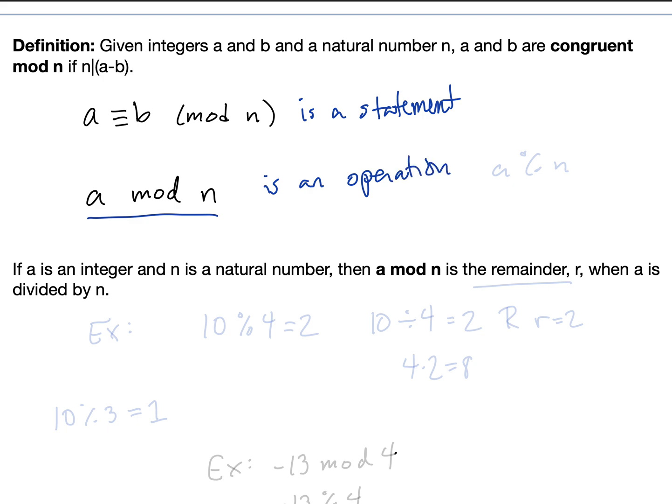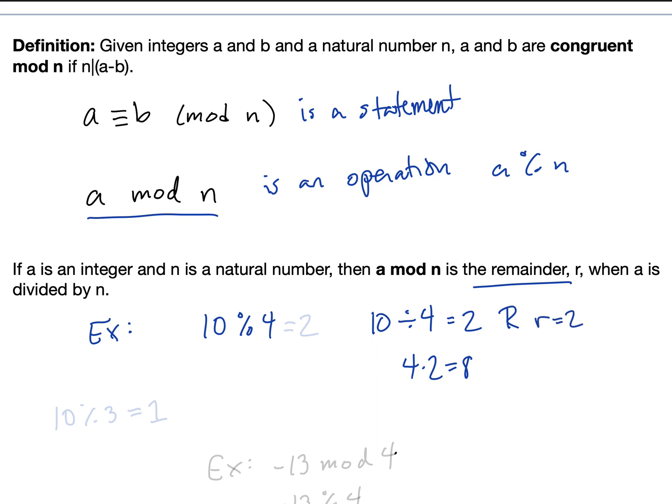Sometimes that operation, especially in computer science, is denoted a mod n, and a mod n in that context is the remainder r when a is divided by n. So for example, 10 mod 4 is the remainder when 10 is divided by 4. So 10 divided by 4 gives us 2 because 4 times 2 is 8, and that's the closest we can get, with a remainder of r equals 2.